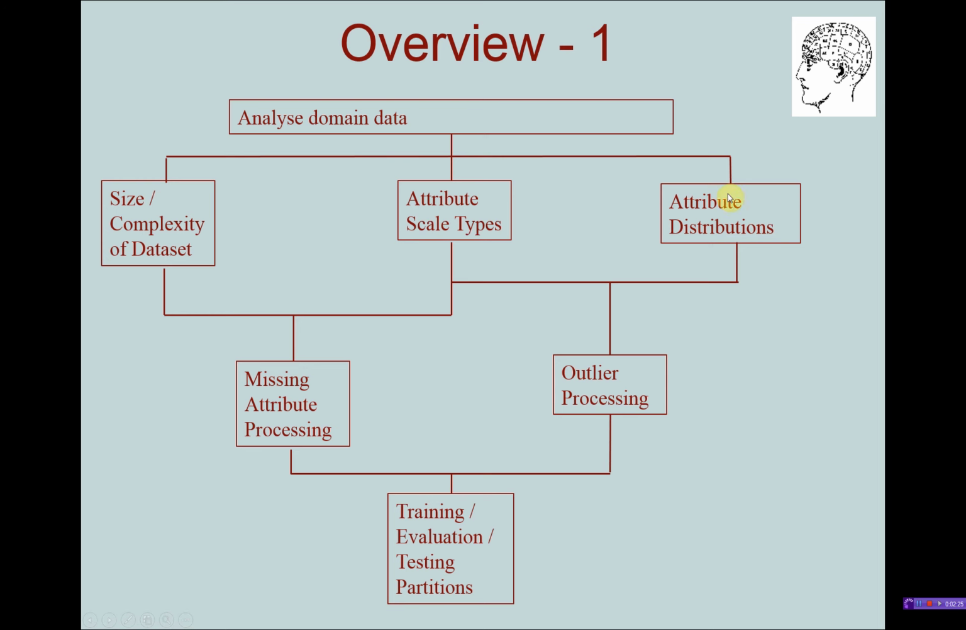Attribute scale types and attribute distributions together give us information about how to process missing attributes, what to replace them with. The attribute distributions and the method of measuring distributions, which comes from scale types, tells us what to do about outliers. When we've analysed our data set, decided on training and testing splits, and dealt with missing attributes and outliers, we can then proceed to the process of training, evaluating and testing our data set with these partitions of data that we've produced.